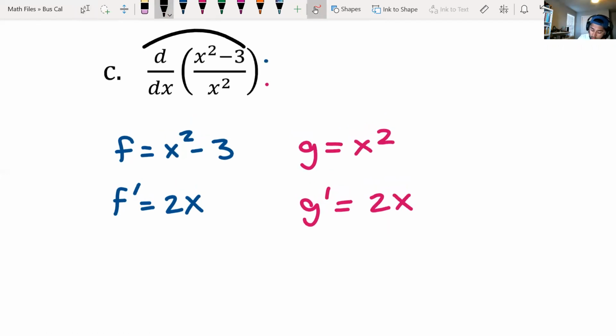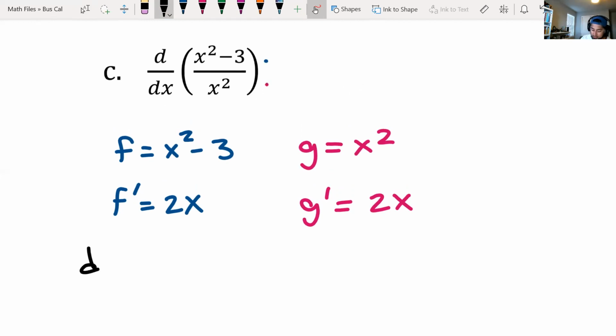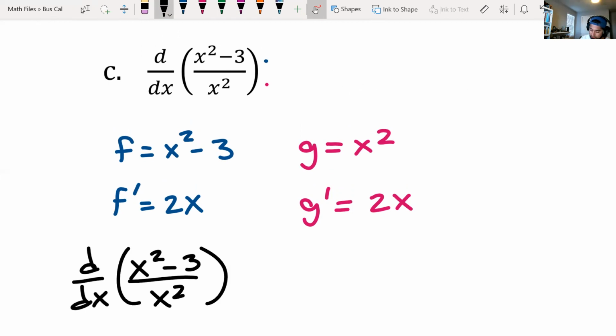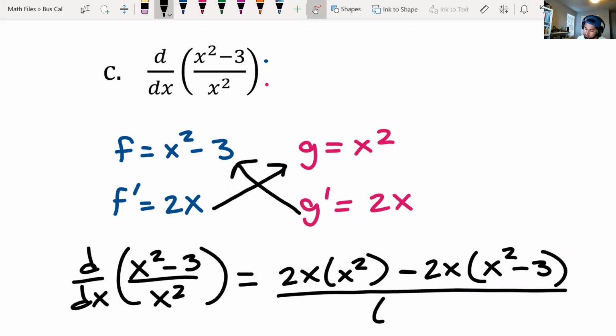So we are taking the derivative of x squared minus 3 over x squared. You don't see a y equals or an f of x equals here, so the way we have to start this notation off is just by rewriting the same statement above. d over dx of x squared minus 3 over x squared is going to be equal to, and now we can finish up using the quotient rule. So f prime g, 2x times x squared, minus g prime f, 2x times x squared minus 3, all over the original denominator squared.